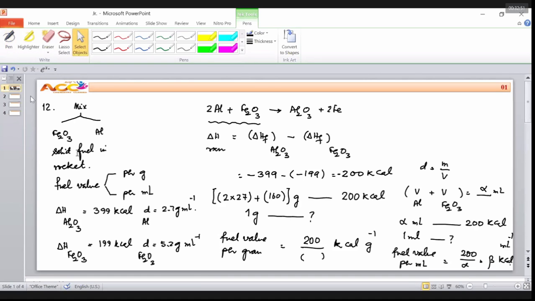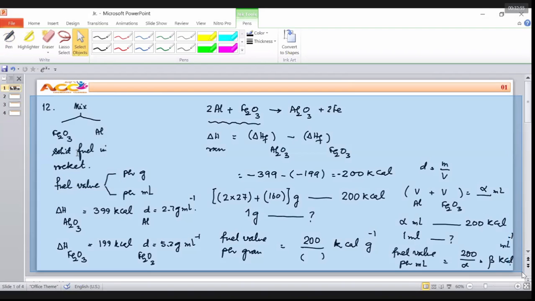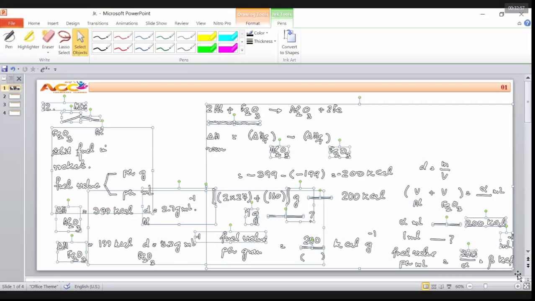Very good. Only 2 answers. One answer is 0.934. Sohail, one answer is 9. Which answer, beta? Which answer? Is it per gram or per mole?